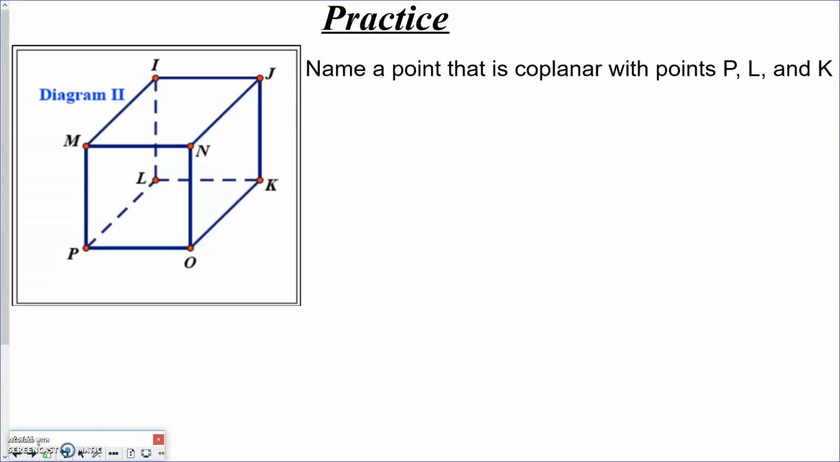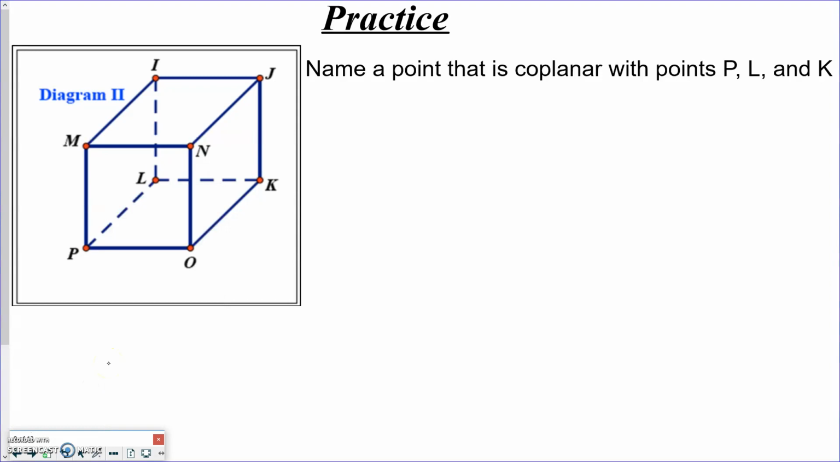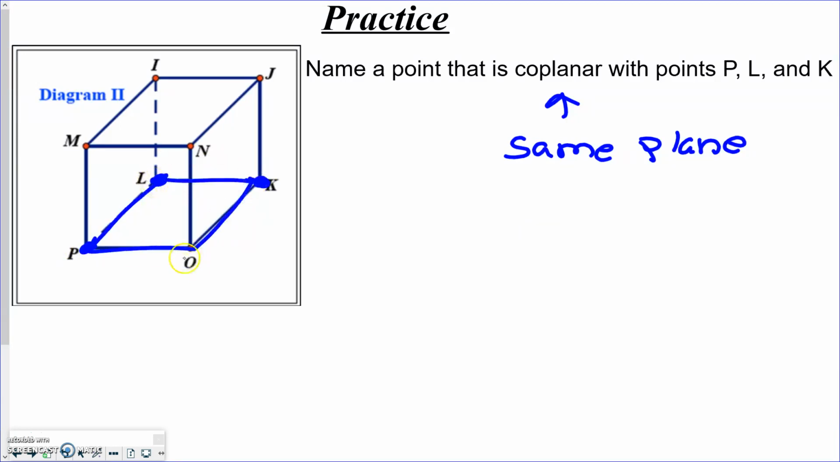Okay, so let's practice. Name a point that is coplanar with points P, L, and K. So coplanar means same plane. In this picture we have a cube. Each face of the cube represents its own plane. So if I have P, L, and K, well then obviously I'm talking about this box at the bottom. So that other point would be point O, or otherwise written the notation way. This is by notation.